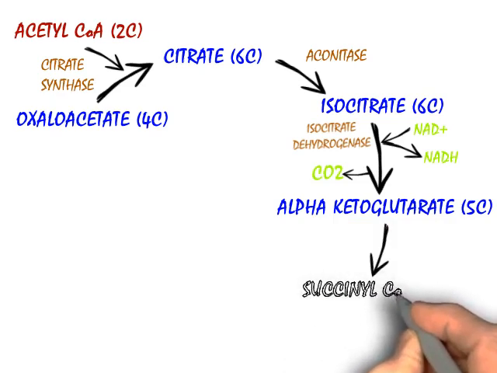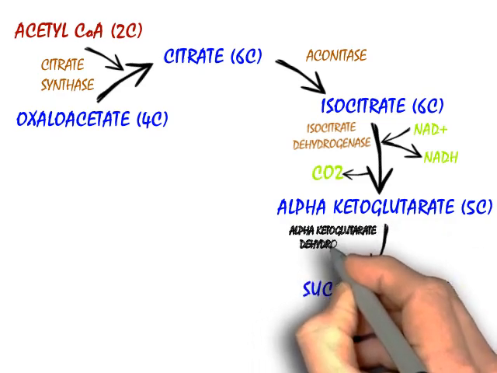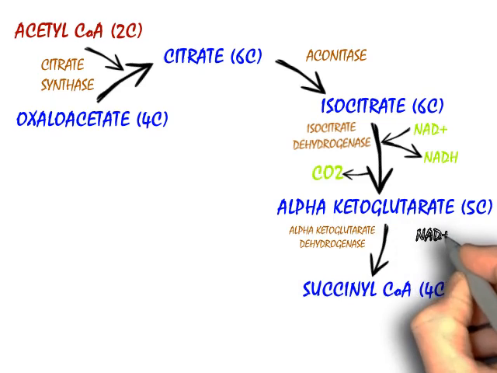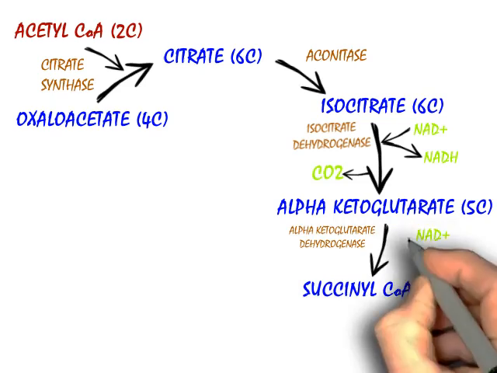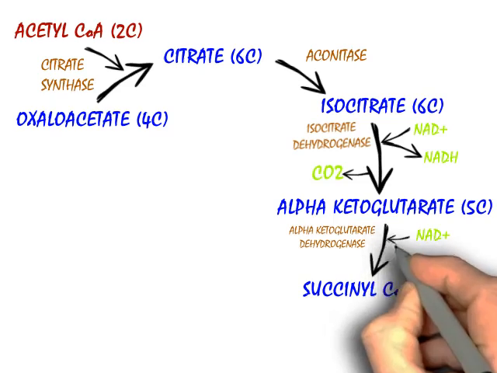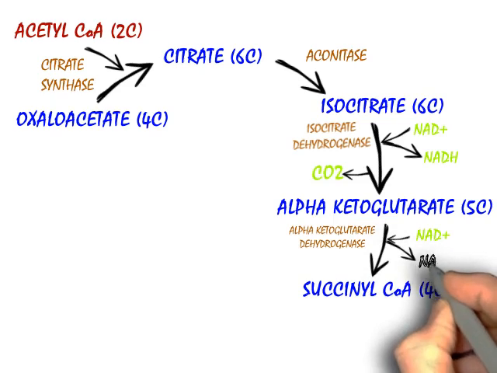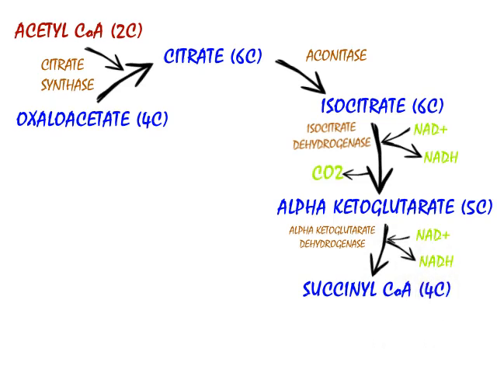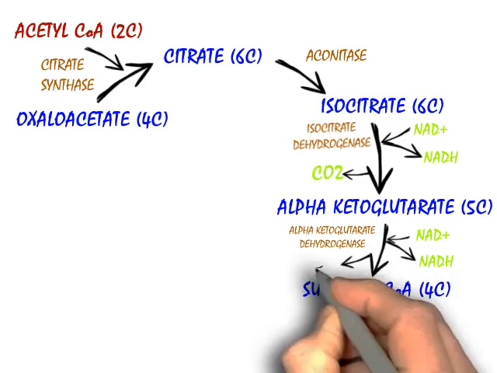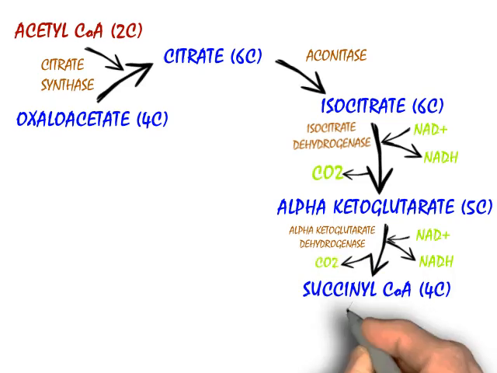The fourth step is similar to the third. In this, alpha-ketoglutarate splits into succinyl-CoA with the help of the enzyme alpha-ketoglutarate dehydrogenase. In this reaction also, one molecule of NAD+ is reduced to NADH, releasing a molecule of carbon dioxide in the process. The remaining 4-carbon molecule takes up coenzyme A. This is also a very important enzyme in regulation of the citric acid cycle.